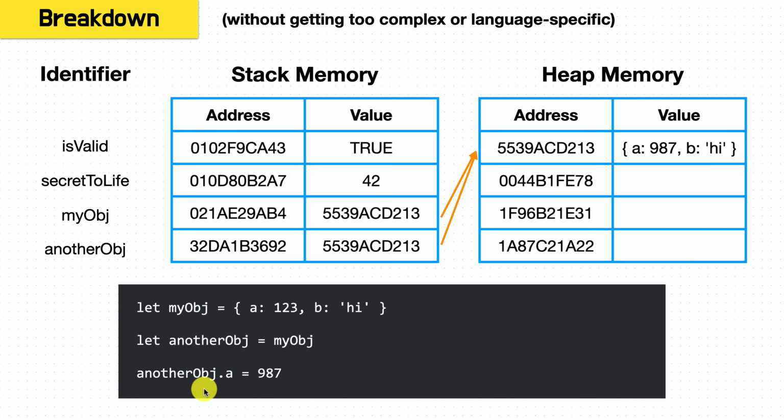So now on anotherObj, we set its A property to 987. We see the object itself changed in memory, and since these items are pointing to the same object, if we log this property on myObj, it would also be changed. Because each item stored in these variables is the same memory location, which is a pointer to this object in memory, by changing the object, we're going to see the change in both variables because the variables themselves just have a pointer to the same memory slot.